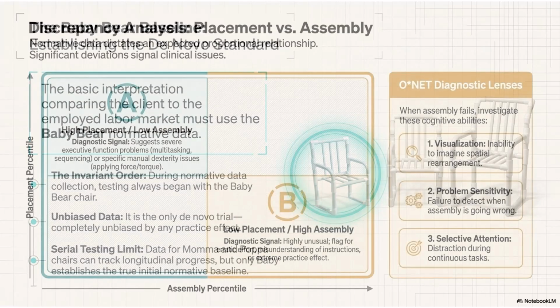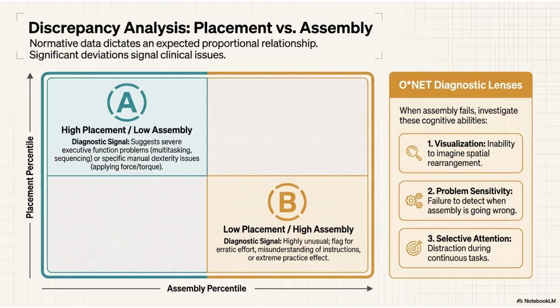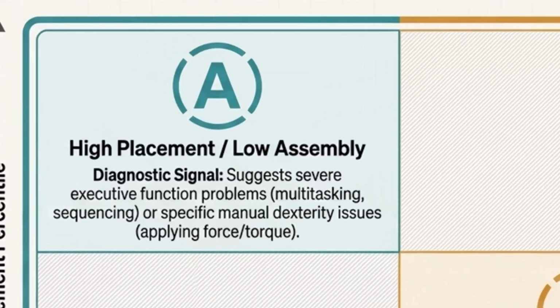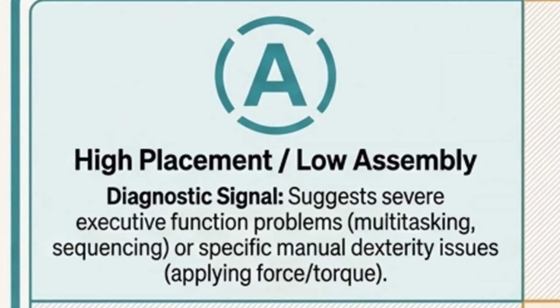On this slide, we introduce discrepancy analysis. Normative data dictates that there should be an expected proportional relationship between how well a client places parts and how well they assemble them. When there is a significant deviation, it signals a clinical issue we need to investigate. Look at quadrant A, high placement but low assembly. If a client is fast at placing parts but struggles to build the chair, this suggests executive function problems, such as difficulty with multitasking or sequencing, or specific manual dexterity issues when applying force.